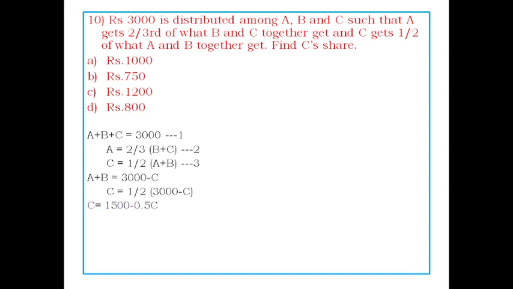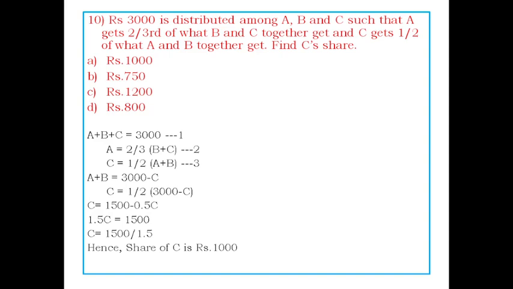What do you get here? C is equal to 1500 minus C by 2, or 0.5 C. Okay, then take that 0.5 C to the LHS. So it is minus 0.5, now it is going to become plus 0.5. So 1 C plus 0.5 C will be 1.5 C equal to 1500. Therefore C is equal to 1500 by 1.5. That's nothing but the share amount of C is rupees 1000. C is going to get 1000 rupees. So option A will be the answer for this question.